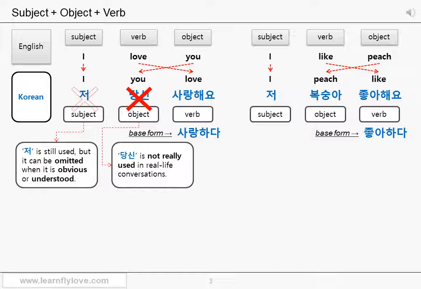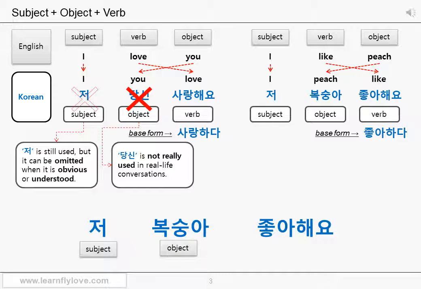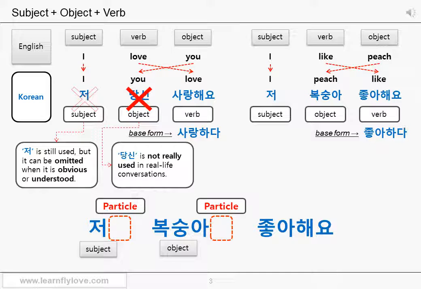저 복숭아 좋아해요. 저 복숭아 좋아해요 sounds clear enough, but let's take a look at this sentence again. 저 is a subject grammatically, and 복숭아 is an object. In Korean, you can add something right after this pronoun 저, which is the subject, and a noun 복숭아, which is the object. That's what we call a particle or a postposition particle. We're going to learn mainly about these particles in this lesson 4.